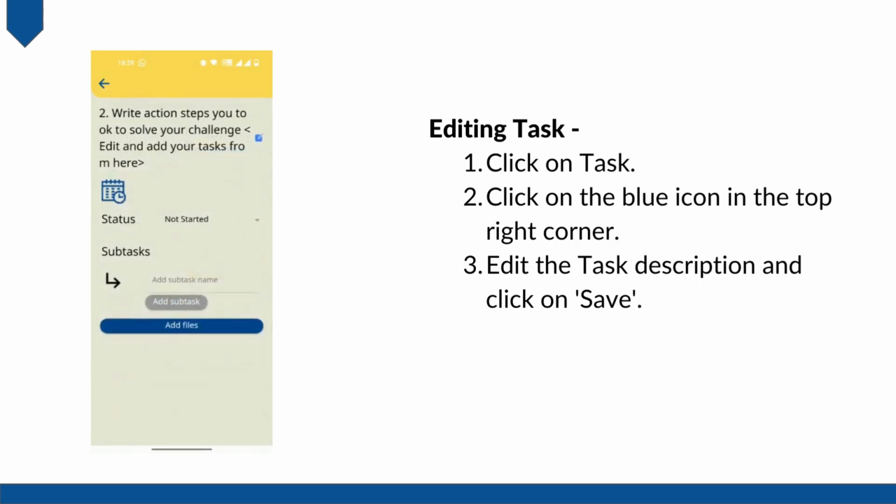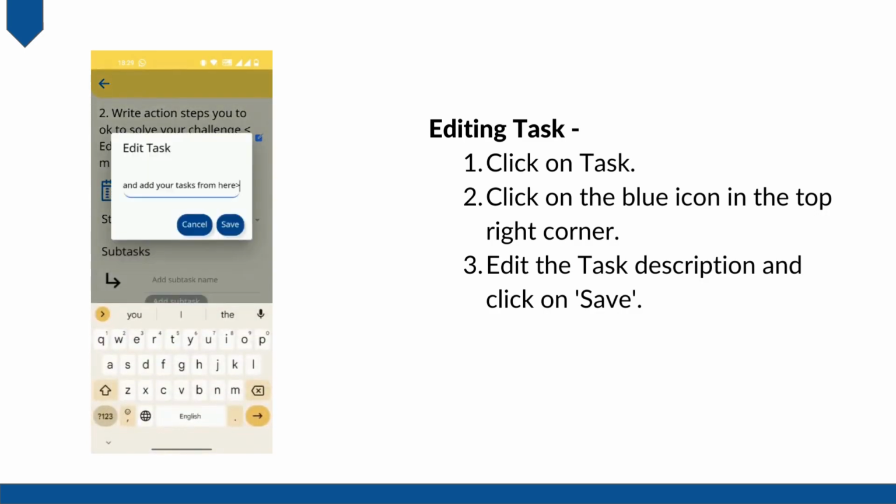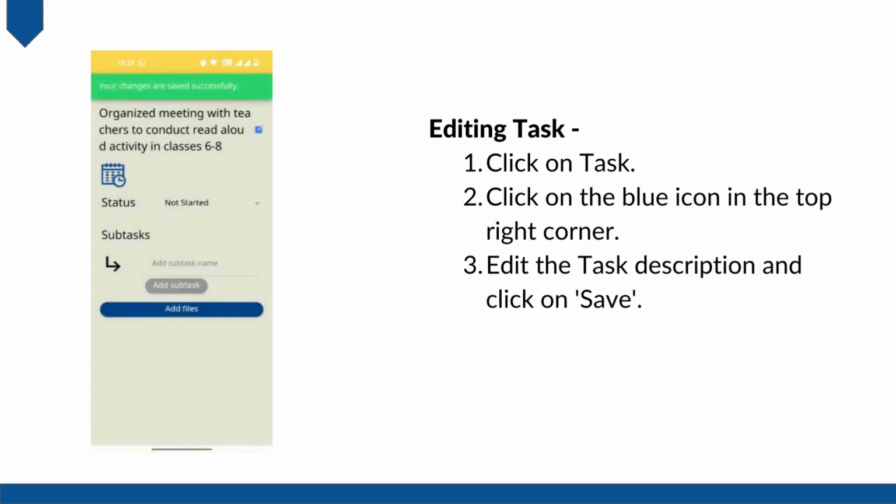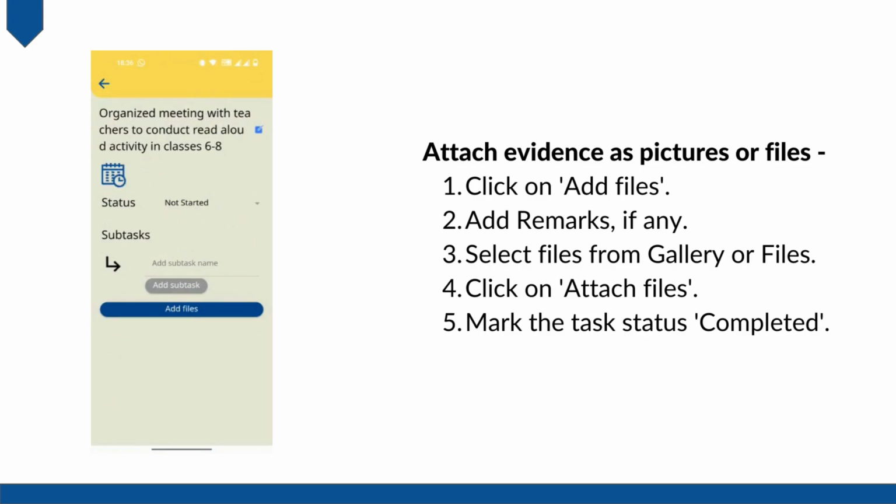Here, you are required to edit the text in Task 2 by clicking on the blue icon beside the task and add the first action step you have taken to innovatively solve for your challenge. For example, I will add the first action step for the Read Aloud project. Then click on Save. You can also upload pictures or files as evidence by clicking on Add Files.